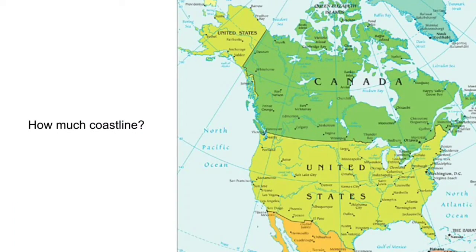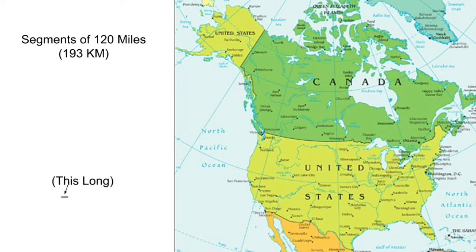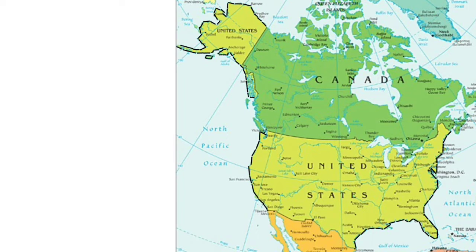What if you wanted to measure the coastline of the United States? It's easy, right? Just find a measuring point of reference, like a segment of 120 miles or 193 kilometers. In relation to the map on the right, it would be this long. Now we use this 120 mile long segment to measure the coastline. It would look something like this.